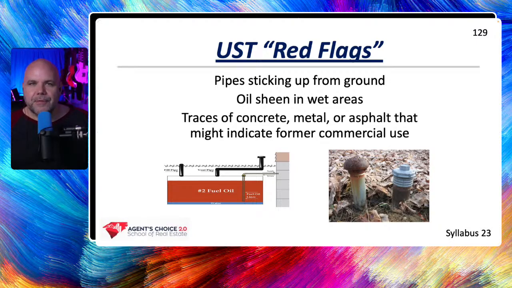That was probably an oil furnace type house that probably required a tank, and that tank might be buried, might be a UST. Or if it's wet, recently rained, and maybe some oil is in the ground, you'll see rainbow colors, like an oil sheen showing on the surface where the wet part is, or maybe some asphalt. Maybe it was a former store or a gas station or some sort of a commercial use that had tanks in the ground.